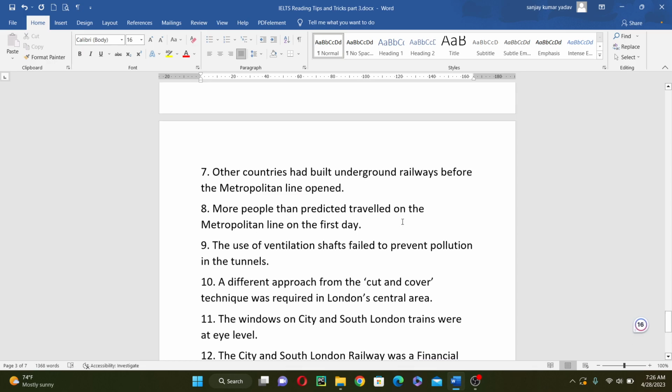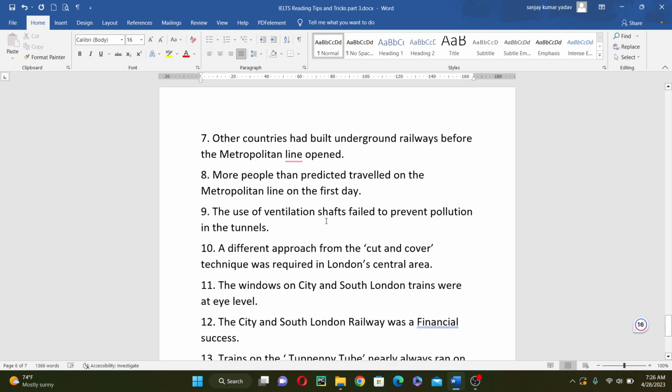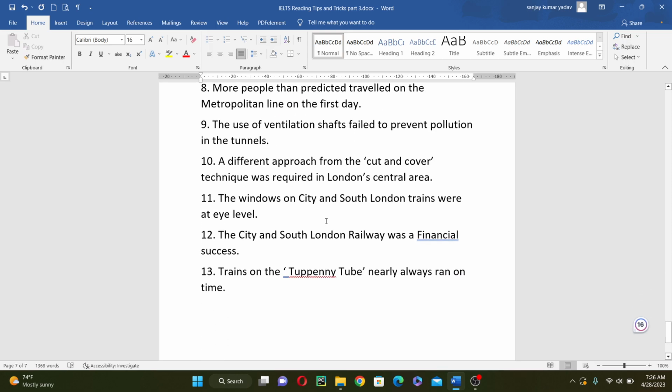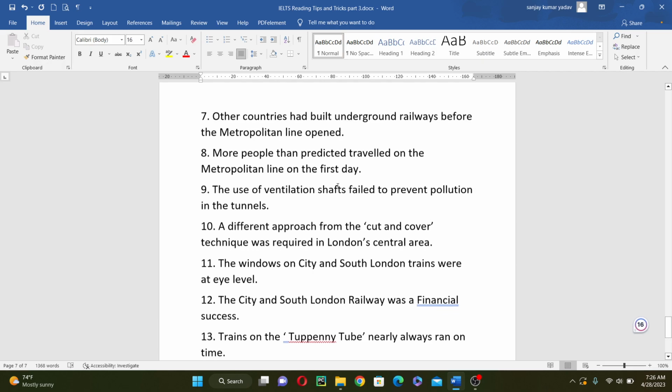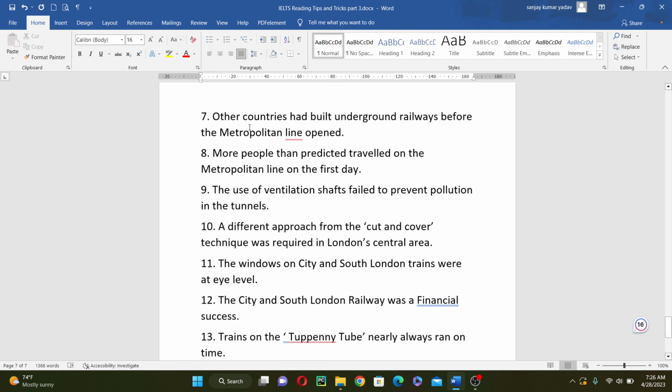Now let's move to the true, false, not given. Well, in the true, false, not given type of questions, first of all, try to solve the questions which contain the words which are easy to locate. So what are those words? For example, the cotton covers. Okay, so this is quite easy to locate. Other countries had built underground railways before Metropolitan. Okay, more people. So these questions are actually quite easy to locate. So let's look at the 10th question.